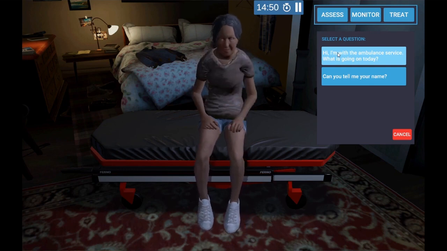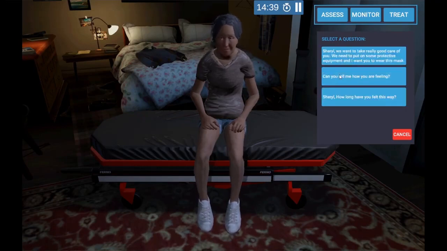The user asks the patient what's happening. "Oh, I feel terrible," the patient responds, and the user asks her name. "Cheryl." As more questions appear to the user, they inform the patient that personal protective equipment is necessary.